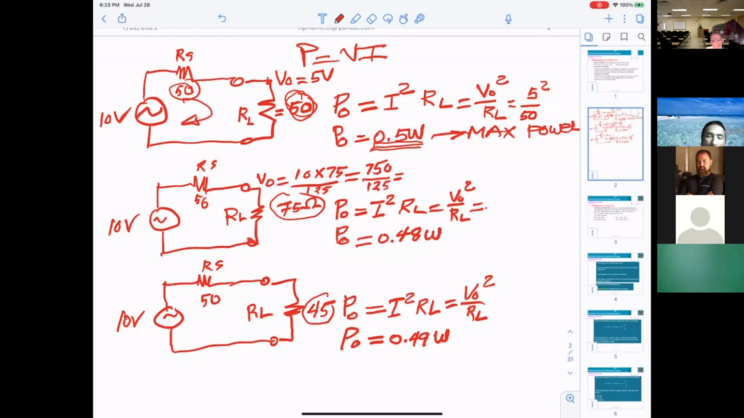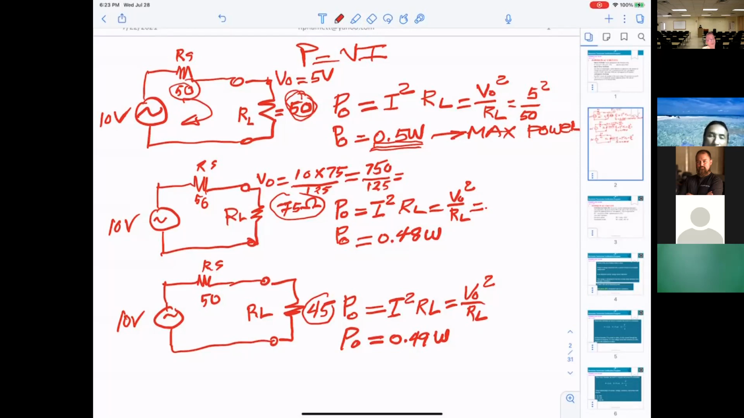Otherwise, if the load is higher than 50 or less than 50, no matter what, the power will be less. That's what they prove for you. And Mr. Pham, so for the impedance match, the RS and the RL have to be the same. Exactly. That means the output of the generator and the load must both be matching. If they are not, you lose power.